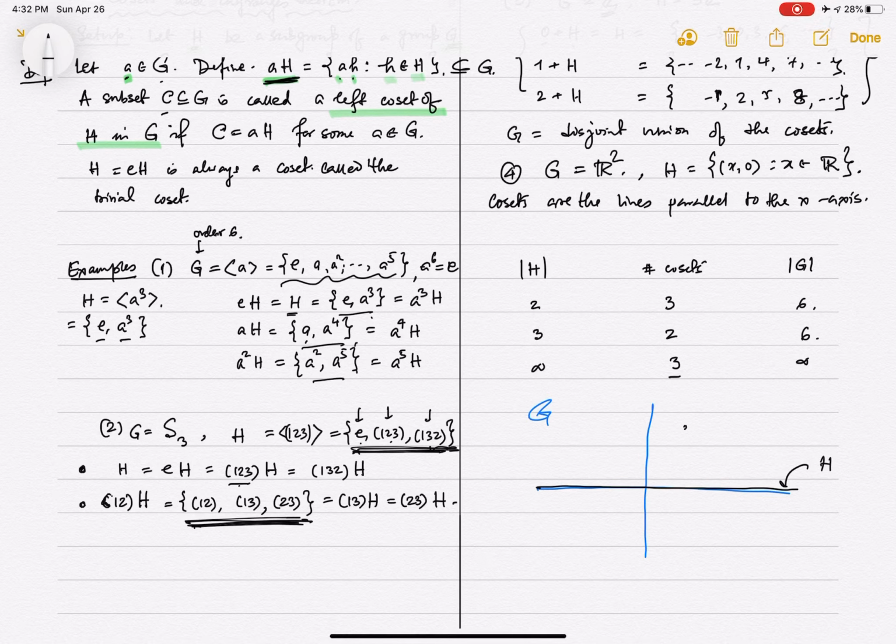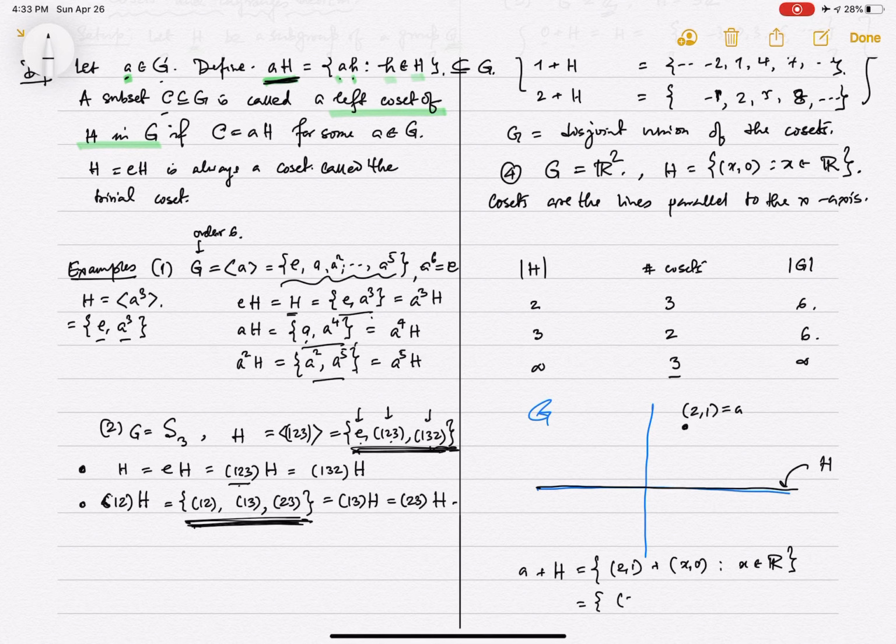You give me a, let's say (2, 1). What's the coset of A, I ask. So it's A plus H. Again, the group operation here is called plus, right? So I have to take all the points on the x-axis and add (2, 1) to it. So you're going to get (2, 1) plus (x, 0), where x varies over R.